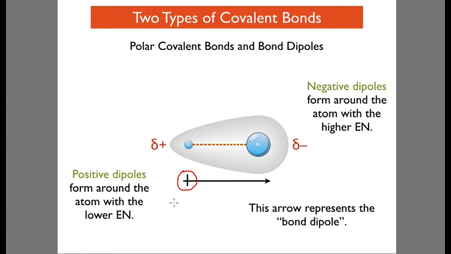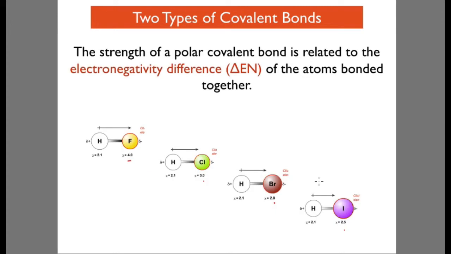This arrow represents the bond dipole, and the circle here I've drawn around this bit reminds you that this end is positive because it looks like a plus, and the arrow points towards the negative dipole. Here you can see several arrows, and you can probably notice they're getting smaller, and with good reason. The strength of a polar covalent bond is related to the electronegativity difference of the atoms bonded together.